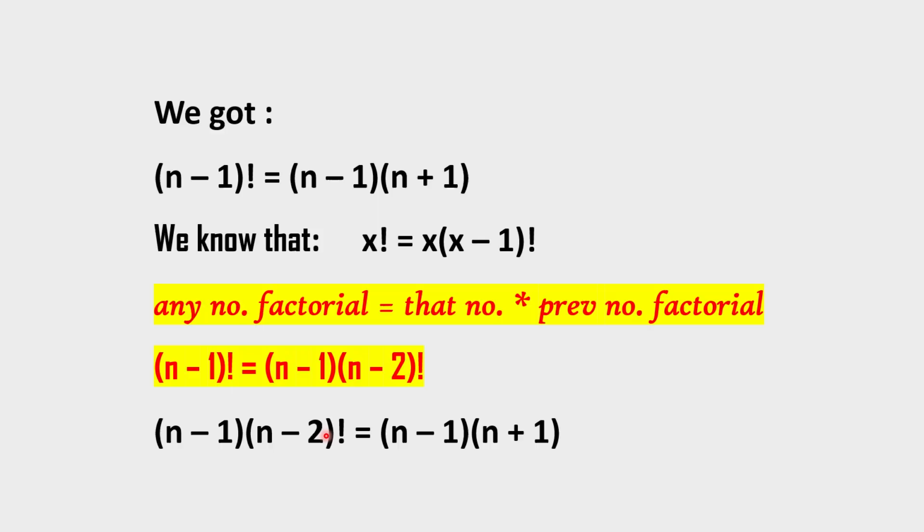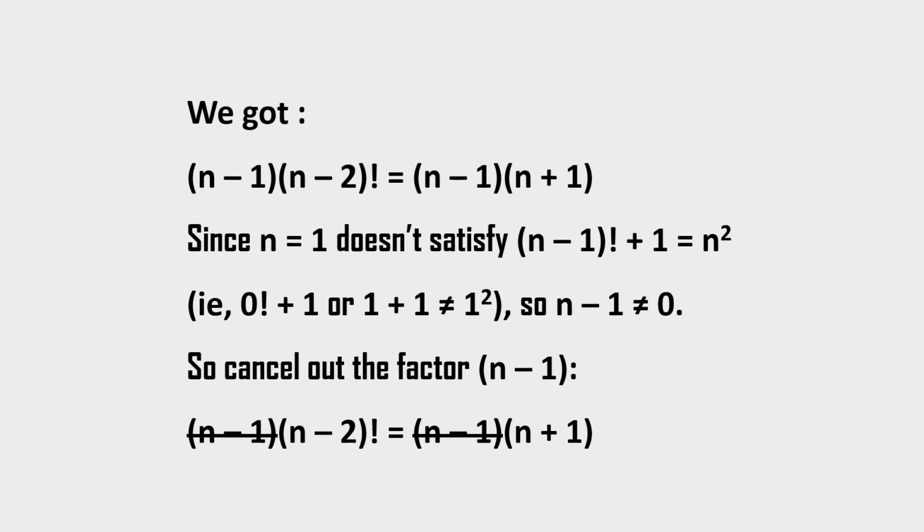So that is equal to (n minus 1)(n plus 1). Using the rule x factorial equals x into (x minus 1) factorial, (n minus 1) factorial is written as (n minus 1) into (n minus 2) factorial, and that is equal to (n minus 1)(n plus 1). So we got (n minus 1)(n minus 2) factorial equals (n minus 1)(n plus 1).